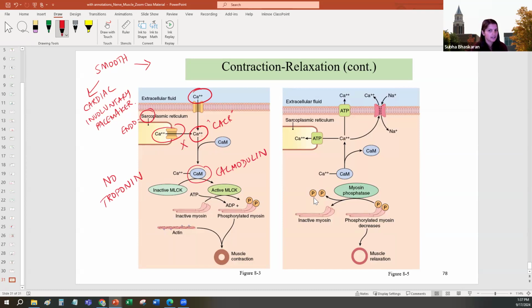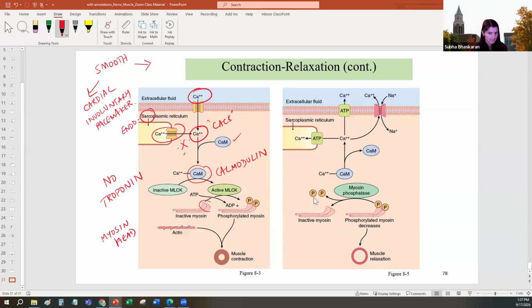So calcium is still an important ion. It binds with calmodulin and not troponin. That's the big difference. And then the myosin, we don't call it myosin head. We call this myosin head more in skeletal muscle.